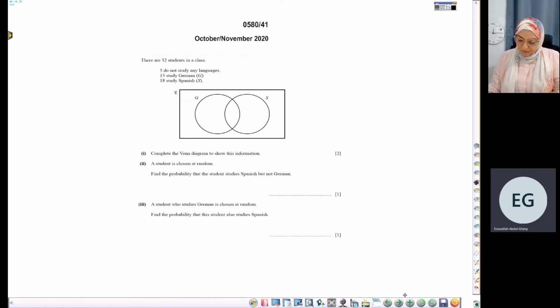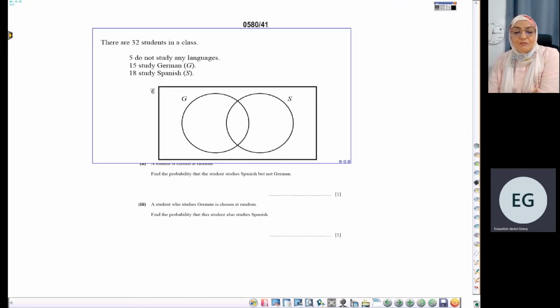October, November 2020, paper 4, variant 1. This word problem is very famous. He gives me a Venn diagram with no information inside it, but we have here German and Spanish languages, and there are 32 students in the class. It means number of elements in the universal set is 32. Distribute them. How to distribute them? Equally? Of course not. We have to follow the instructions.